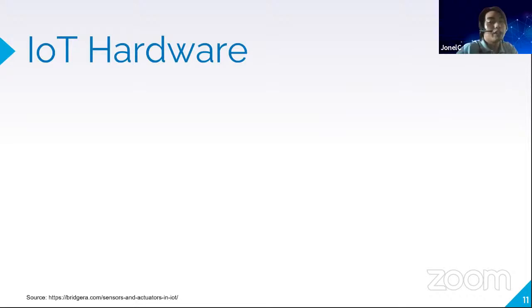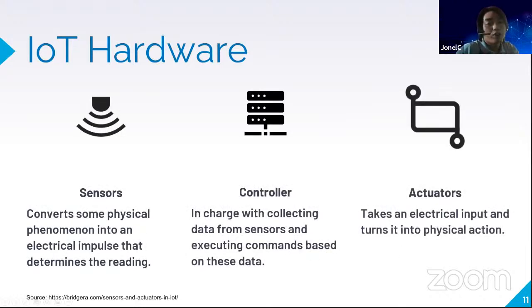Okay, so for IoT hardware, there are actually three things considered as the core components: the sensors, controllers, and the actuators. Now the sensor converts some physical phenomenon into an electrical impulse that determines the readings. If you have used sensors, there are temperature sensors, humidity sensors, and other types of sensors. So these are input devices, okay? The controller is the one in charge of collecting data from the sensors and executing commands based on this data. The last one is the actuator, which takes an electrical input and turns it into physical action. So this is usually the output device, and it does a particular action based on how it's configured.